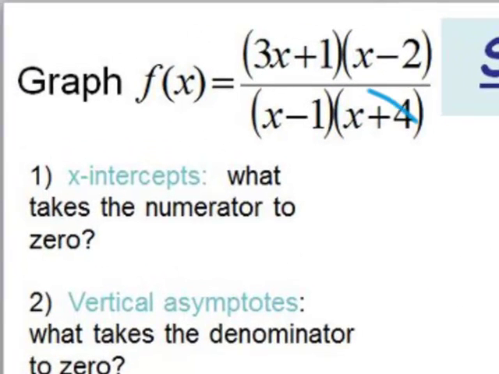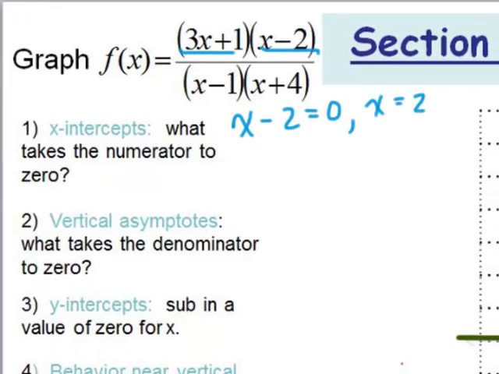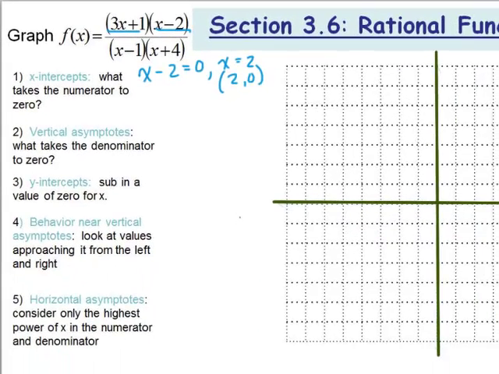Well, if we look at this value, if that's 0, then the value of that fraction is 0. Or if this is 0, the value of that fraction is 0. Let's take the easy one. If x minus 2 is equal to 0, then x equals 2. So we have the zero, (2, 0). We'll go ahead and graph that over here, and that would give us that root.